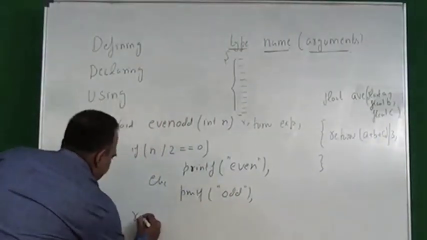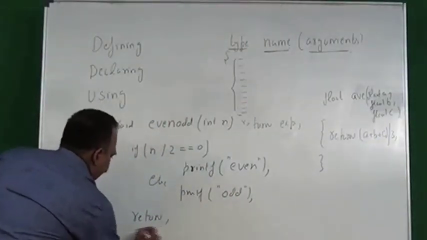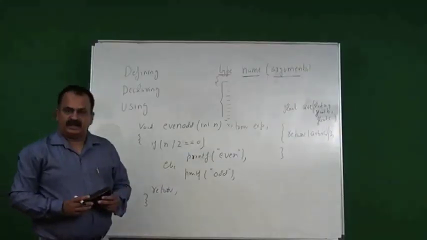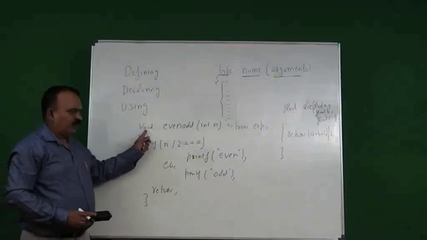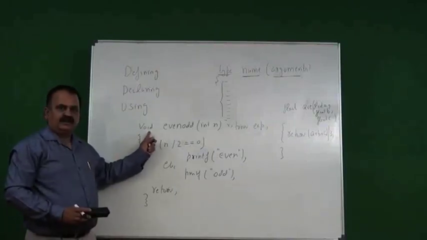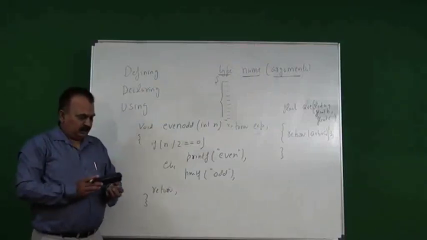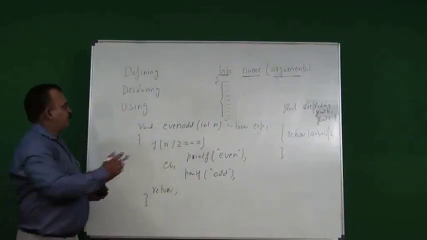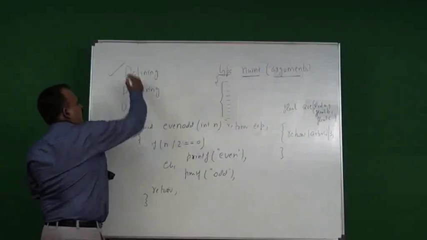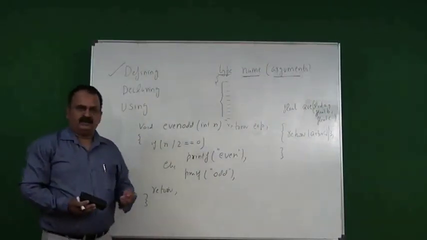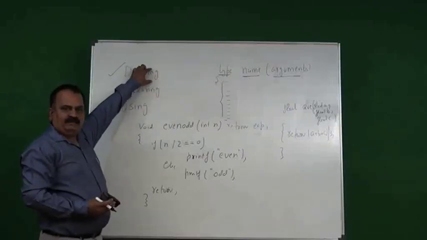End of the logic. I don't want to return any value. That is why return statement is given without any expression. This void is indicating this type, that the function is not returning any value. So this was the first part related to the use of function, and that is defining a function. To use a user defined function, first it will be defined in your program.